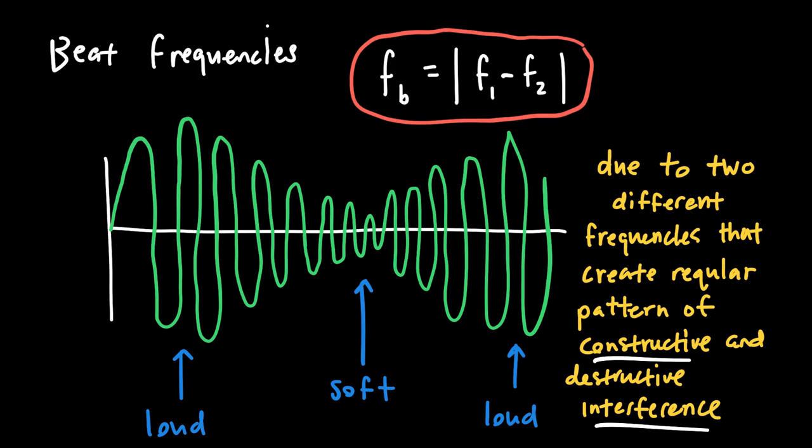And so I did not draw frequencies F1 and F2, but I did draw the beat frequency. And the beat frequency is equal to the magnitude of the difference between those two frequencies.